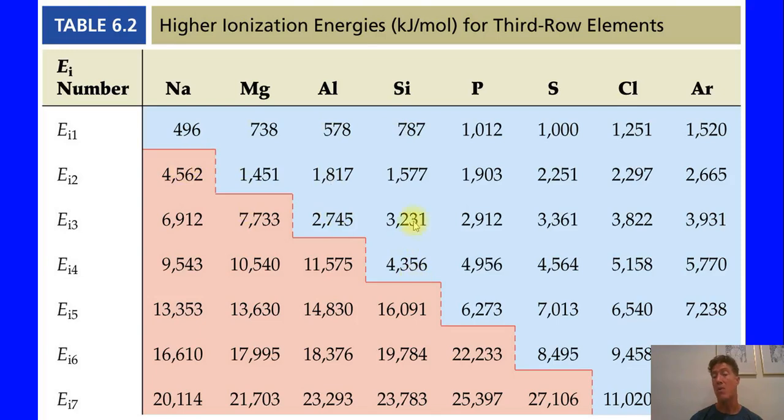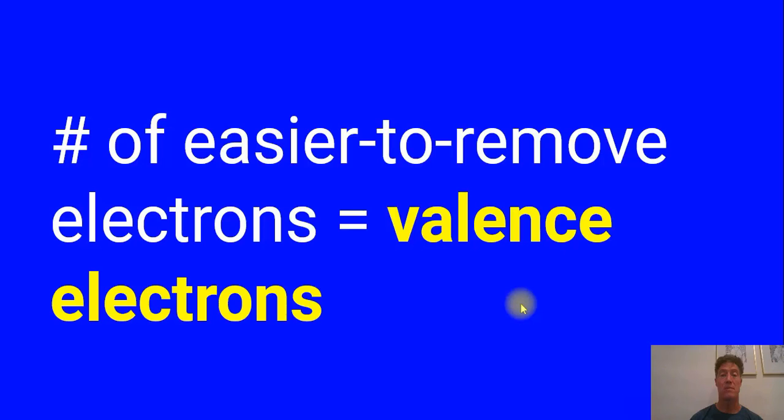This will either be a +4 or a -4. This will be a minus, it's going to be a +3, -3. So it's got 5, needs 3 more. This is going to form a -2. It's got 6, it wants 2 more. This has got 7, it's going to form a -1. So you can predict the ionic charges just based on these ionization energy patterns.